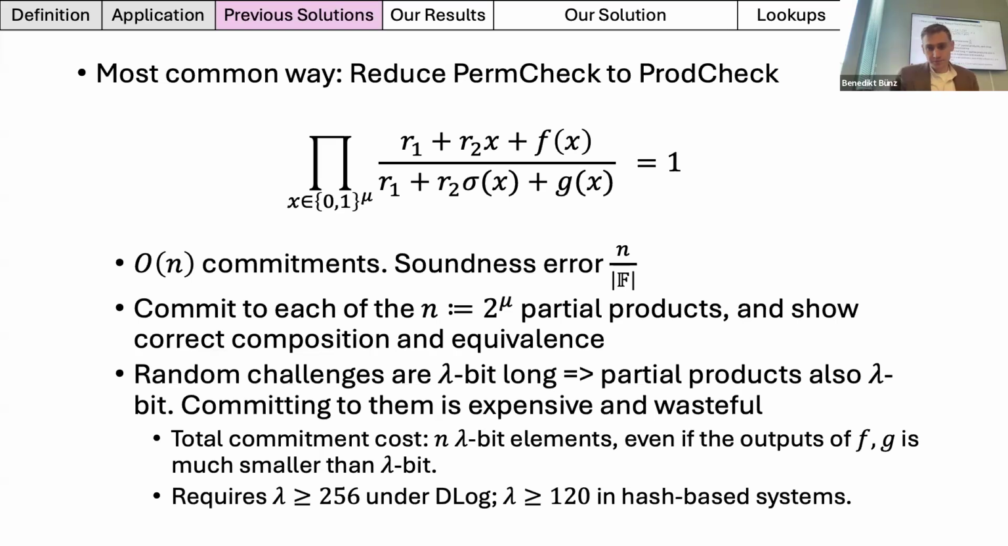Committing to these partial products in the product check really becomes the bottleneck, and it's something that we would like to get rid of. Asymptotically, it's basically this lambda factor here that matters. Okay.